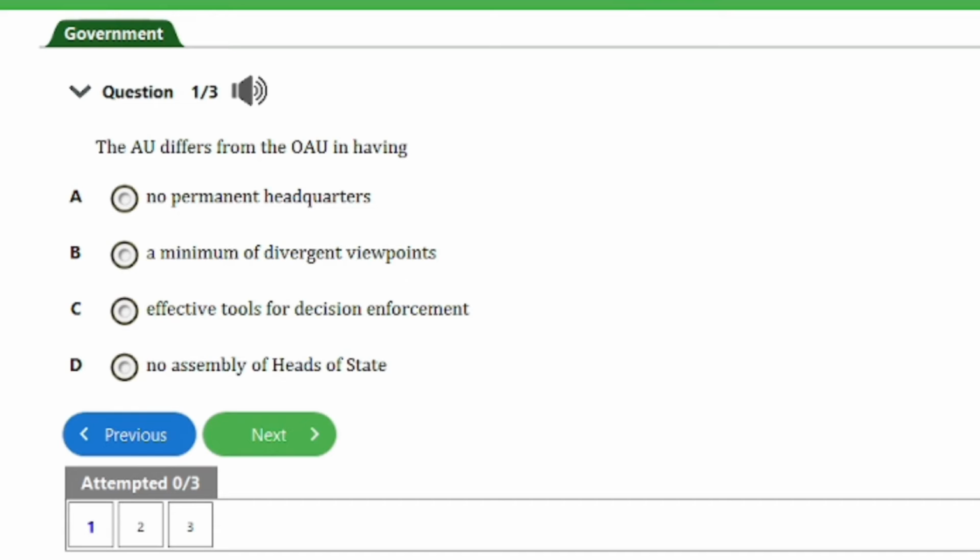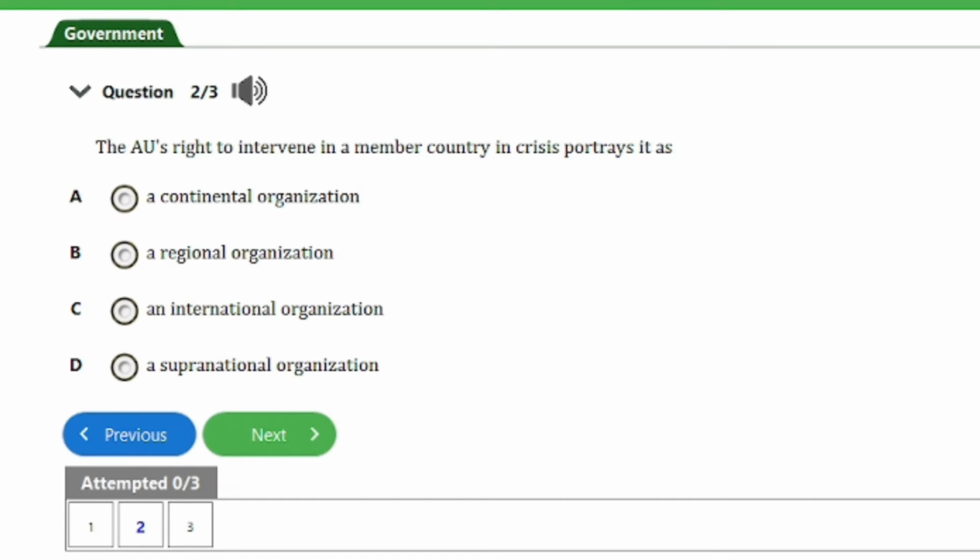So let's head on to the next question, guys. Over here we have the next question, question number 2. It says, the AU's right to intervene in a member country in crisis portrays it as A, a continental organization, B, a regional organization, C, an international organization, D, a supranational organization. So guys, the answer to this question is option D here, a supranational organization.